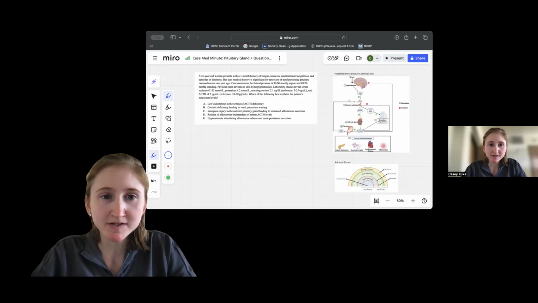Laboratory studies reveal serum sodium of 135 millimoles per liter, potassium 4.2 millimoles per liter, morning cortisol 2.1 micrograms per deciliter, and ACTH of 5 picograms per milliliter. Which of the following best explains the patient's potassium levels?